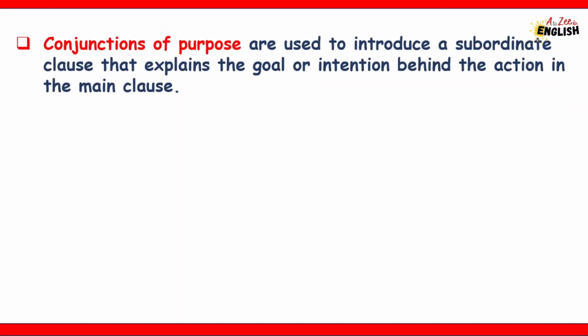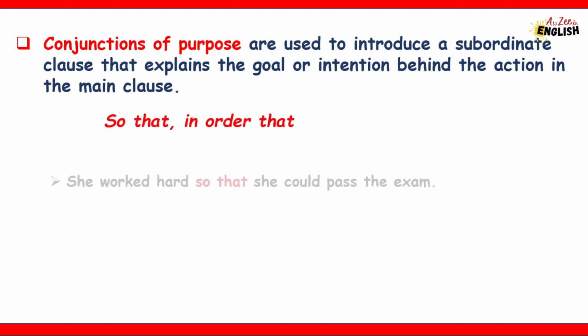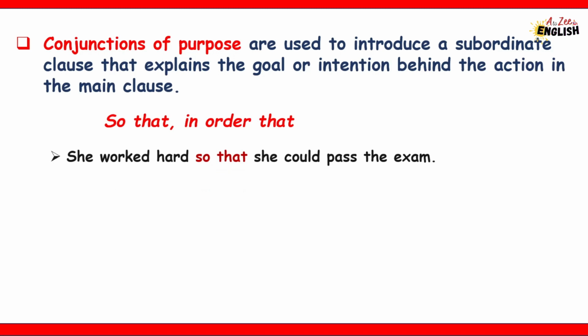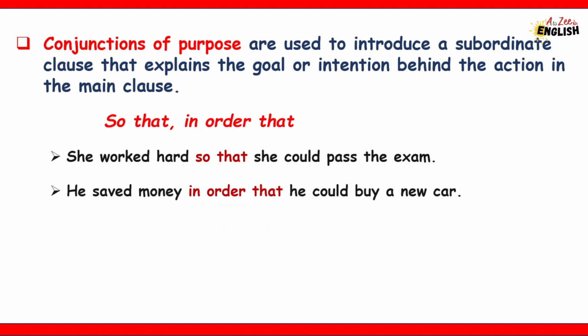Next is the conjunctions of purpose. Conjunctions of purpose are used to introduce a subordinate clause that explains the goal or intention behind the action in the main clause. Conjunctions are so that, in order that. She worked hard so that she could pass the exam. Here, the subordinate clause, so that she could pass the exam, expresses the purpose or goal of the main action, which is the working hard. Next example, he saved money in order that he could buy a car.